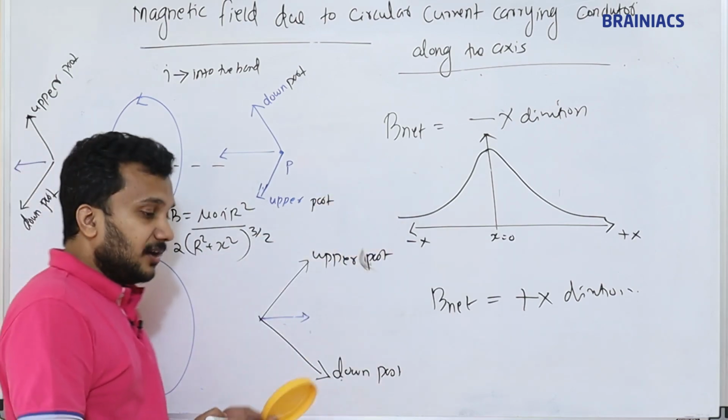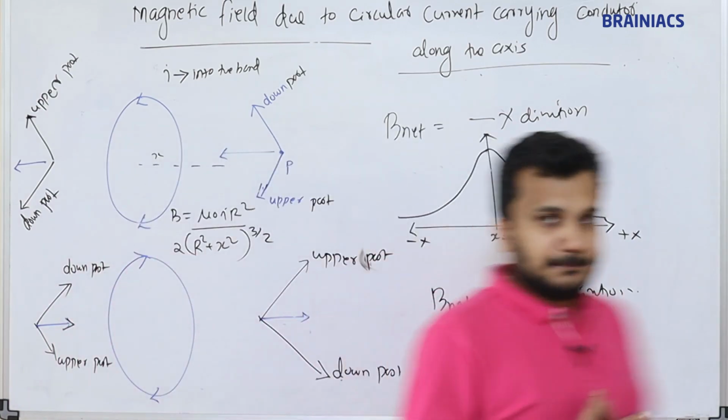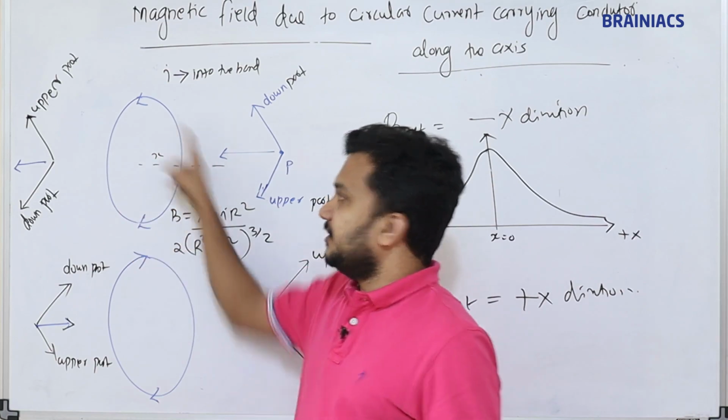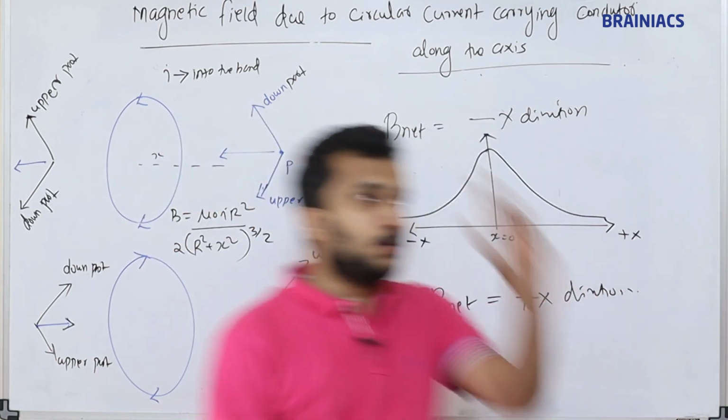A circular current carrying conductor produces a magnetic field. Okay, if the current is going in this direction, this is one stage. Here currents are going into the board.